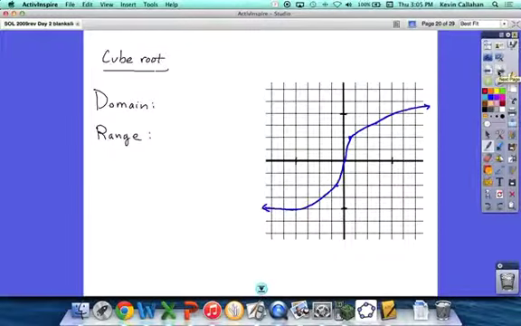Right, the cube root, again, remember, we already had the cube on there. The cube looked like this. So that should look like it's just a flip across that line. What is the domain? Remember, what was the domain and range of a cubic function? All reals, all reals. So the domain and range of the inverse, the cube root, should also be all reals, right?